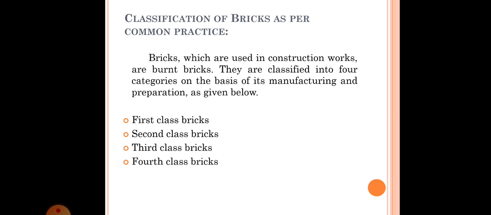So first class bricks are bricks which are manufactured with high precision and which have very good shape, and they are mainly used for superior work of permanent nature. So they are a standard quality. Such bricks we call first class bricks, and normally we use them for superior work of permanent nature.